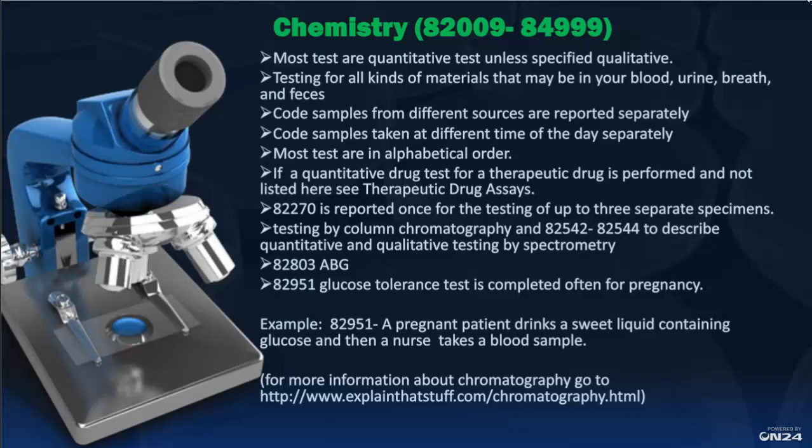Then you have 82803, that is used for arterial blood gas. 82951 is a glucose tolerance test. This is completed often during pregnancy. And what that means is a patient will, I'm sure you probably had this done, drink a sweet liquid, and after the patient drinks the liquid, the physician or the nurse will come in and take a blood sample. And what they're doing is they're testing for gestational diabetes at this time.